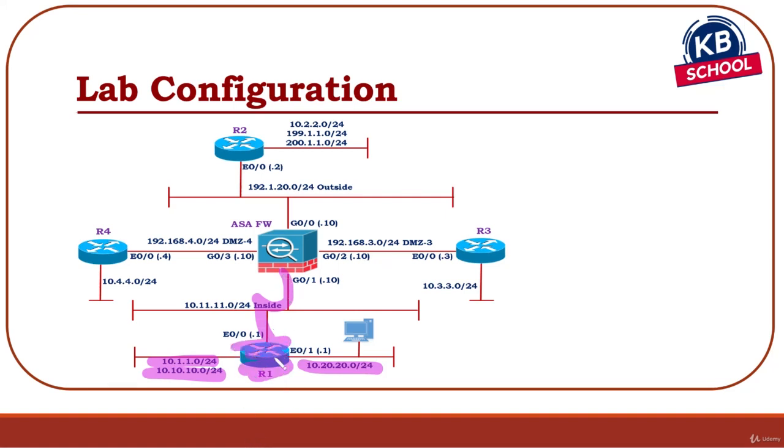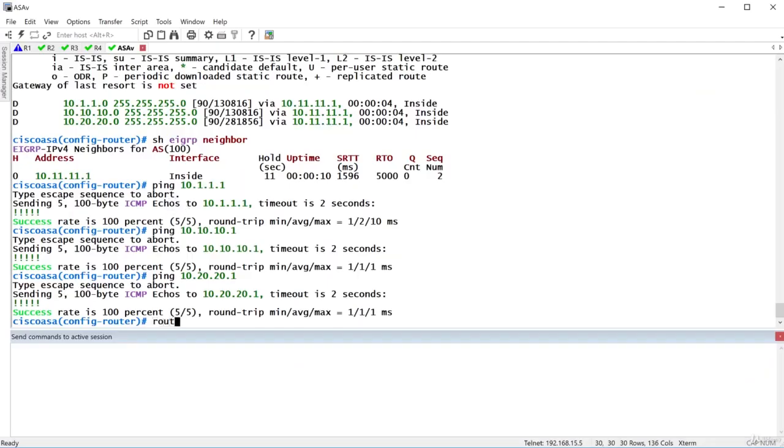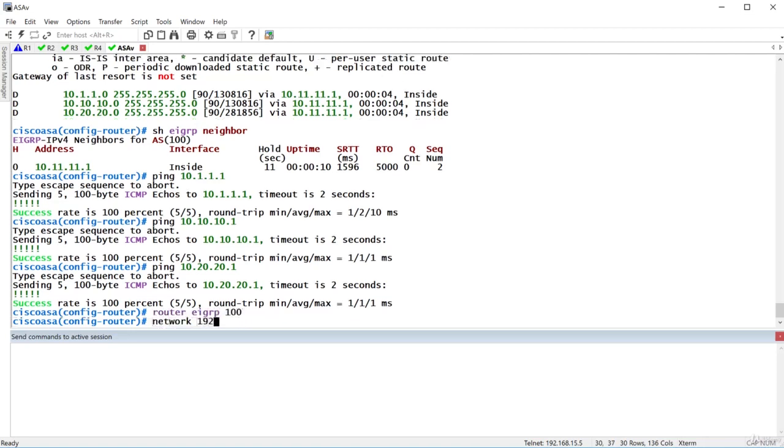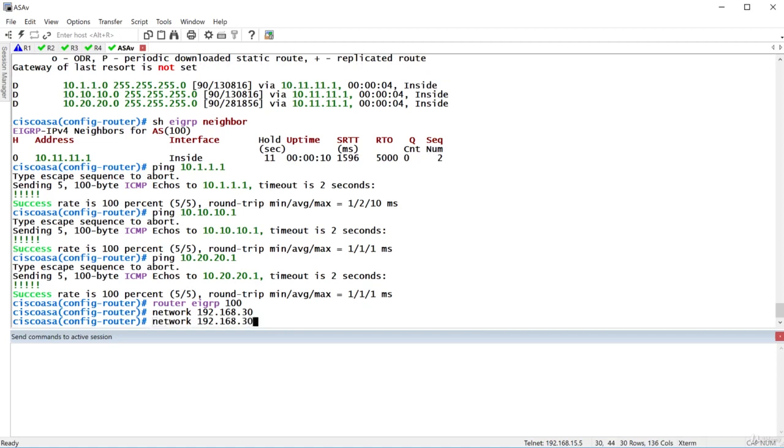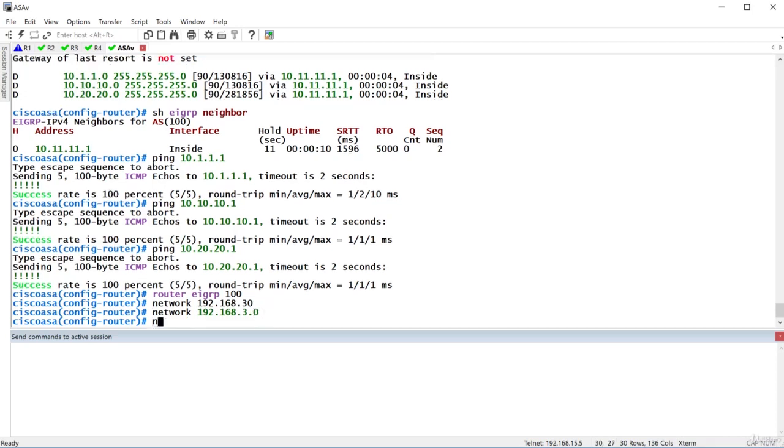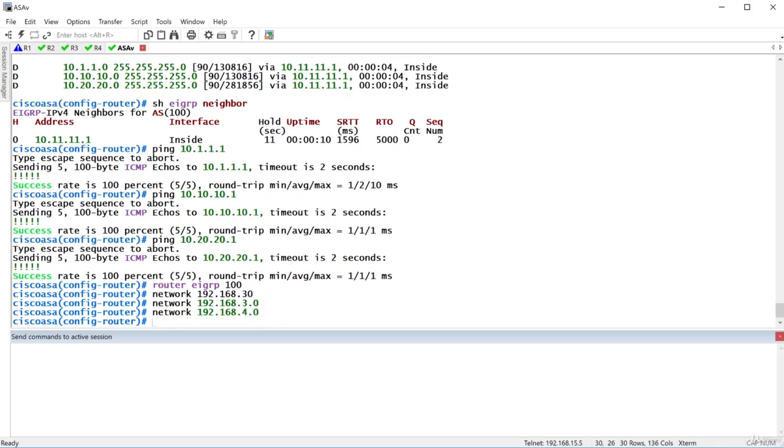So now that I've done the inside interface, let's do the DMZs, which is 3 and 4. I'll do the ASA together, and then we'll go to the routers to do it. So for the DMZ networks, I'll do these together. 3.0. Oops, wrong. Let's put the right one in, and then we'll get rid of the wrong one.